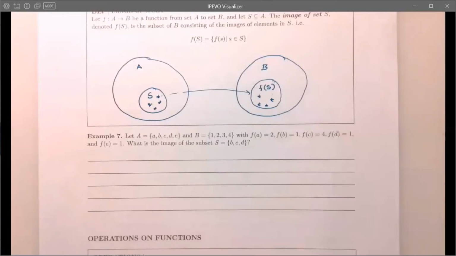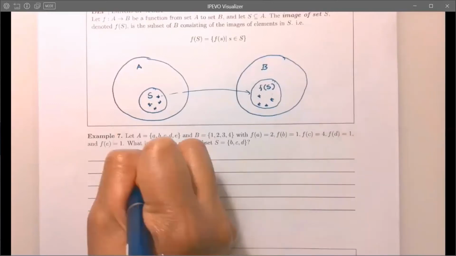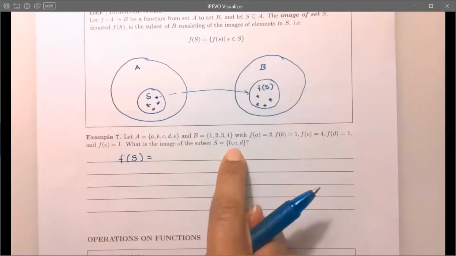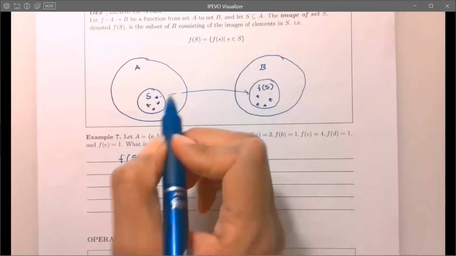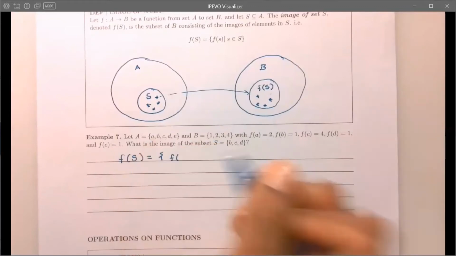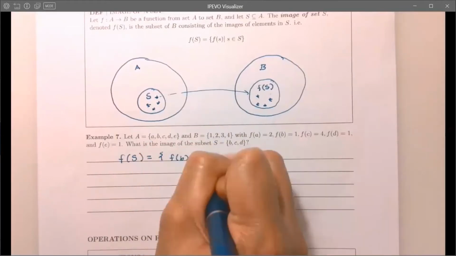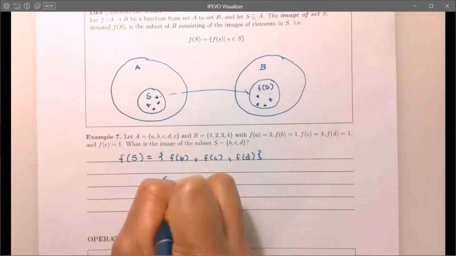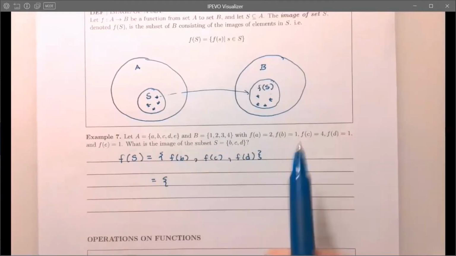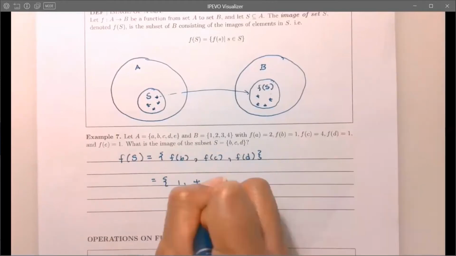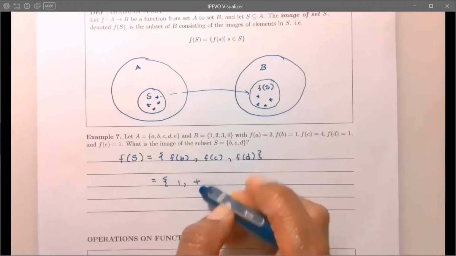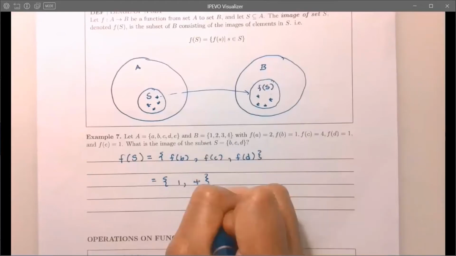All right, so we're trying to find what is f of capital S, where S consists of these elements b, c, and d. So that is going to consist of images f of b, f of c, and f of d. If we take a look at what is f of b, f of b is 1. What is f of c? That's 4. And what is f of d? That is also 1. So that means that we have 1 and 4.